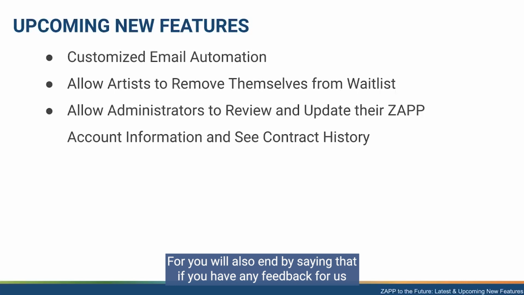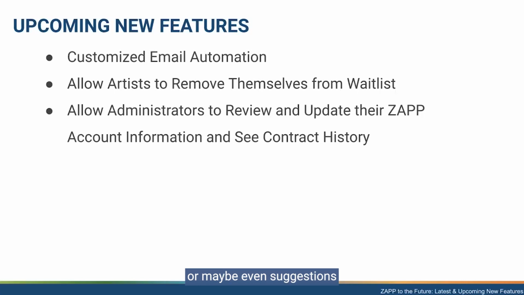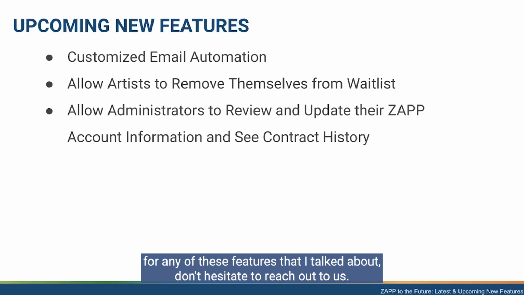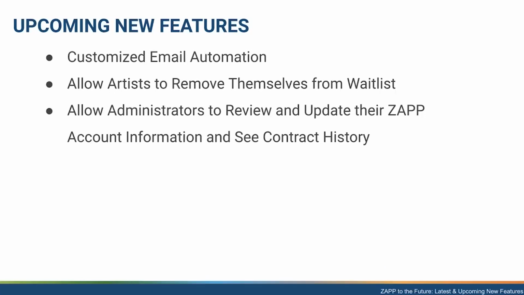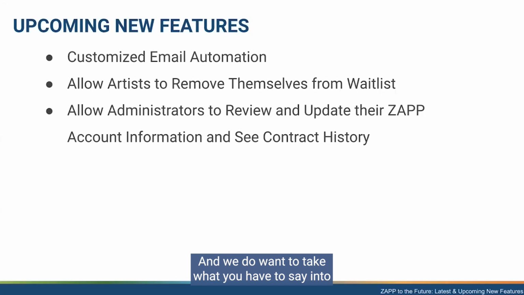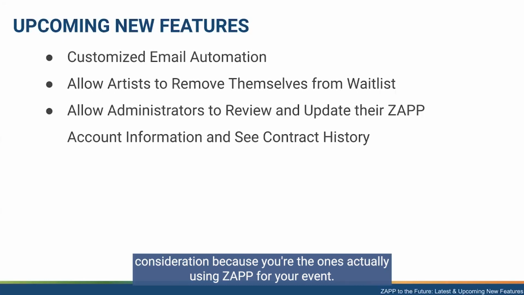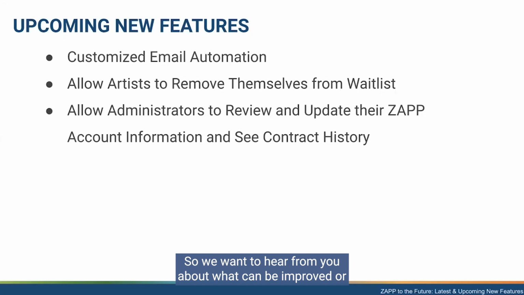I'll also end by saying that if you have any feedback for us or maybe even suggestions for any of these features that I talked about, don't hesitate to reach out to us. So much of what we add and we change and we fix started with an email or a phone conversation. And we do want to take what you have to say into consideration because you're the ones actually using ZAPP for your events. So we want to hear from you about what can be improved, or if we have a new feature, what you'd like to see from us.